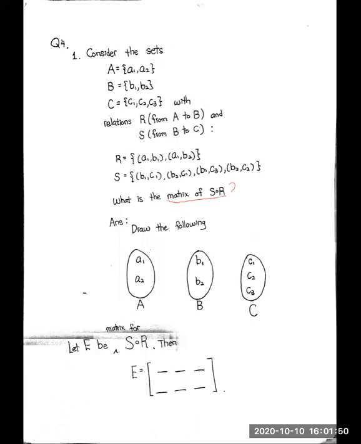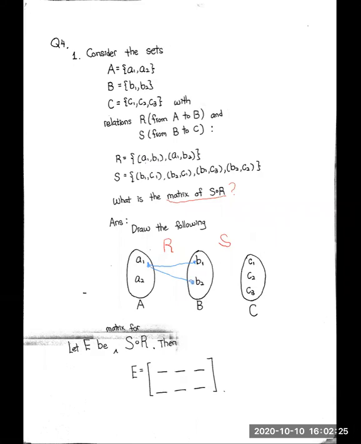Answer. In this case, I feel that it's easier to draw a diagram and then demonstrate how we can get the solution. Because R is a relation from A to B, in between we have R, and then here we have S. Let me change color for easier identification. Since we have (A1, B1), A1 is connected to B1. Similarly, A1 is connected to B2 as well.